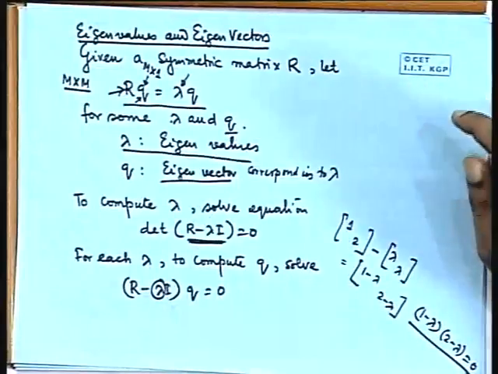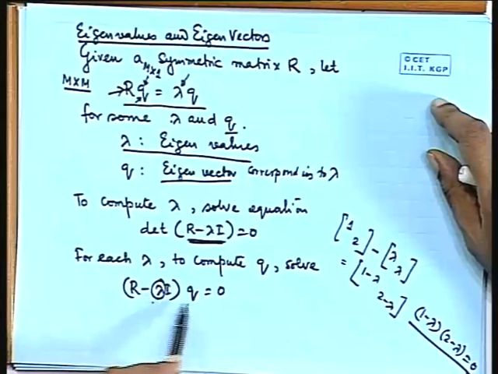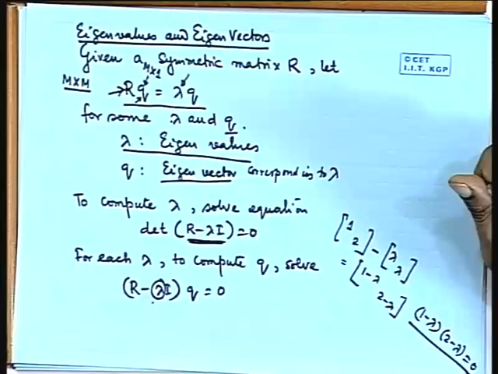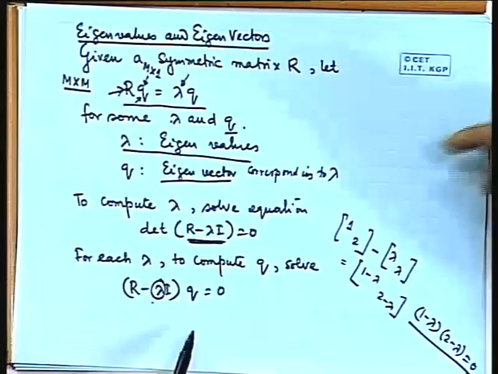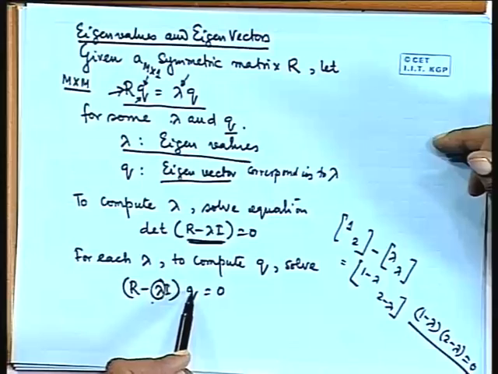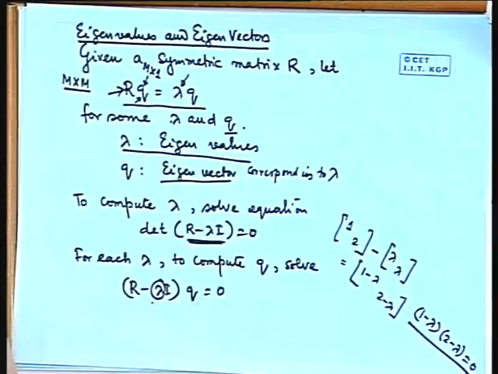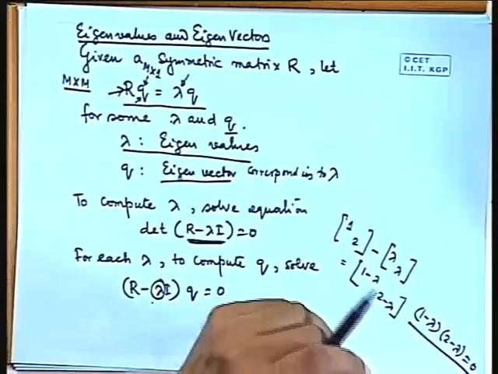Now after solving this you have got the eigenvalues. Now you put the eigenvalue in this equation, that is, substitute that value of lambda, and then you get an equation like Ax equal to 0. It is nothing but a set of linear simultaneous equations whose unknowns are the coefficients q1, q2, q3, that is, the elements of this vector. Just simply solve the equation (R minus lambda I) q equal to 0, and you will get the eigenvector.